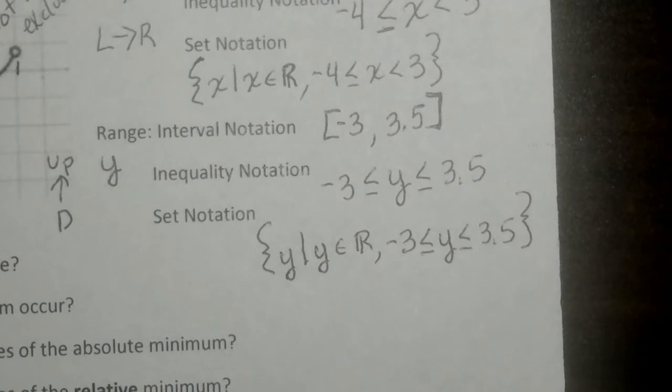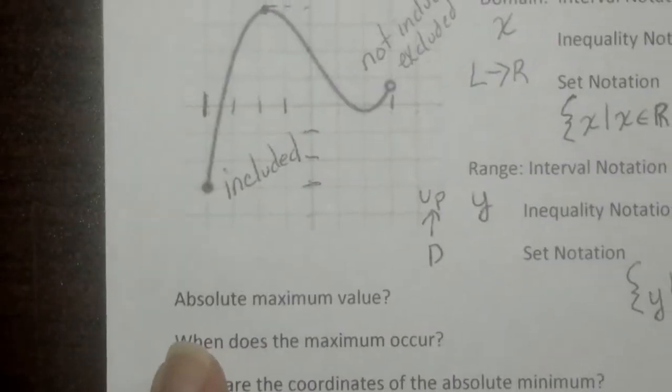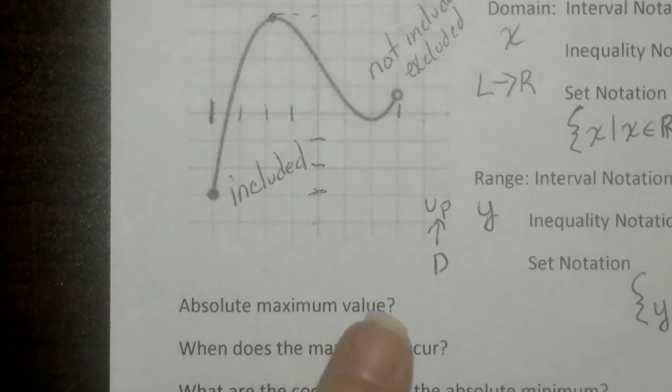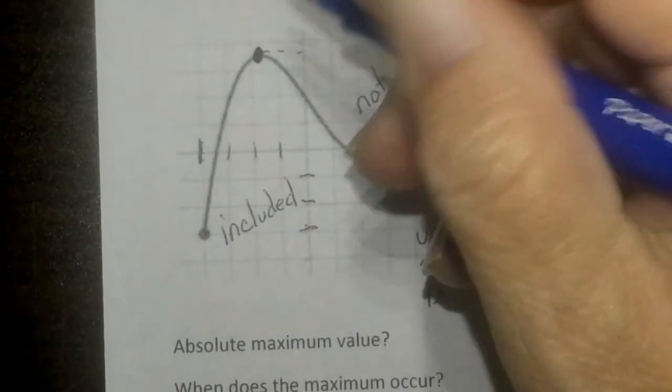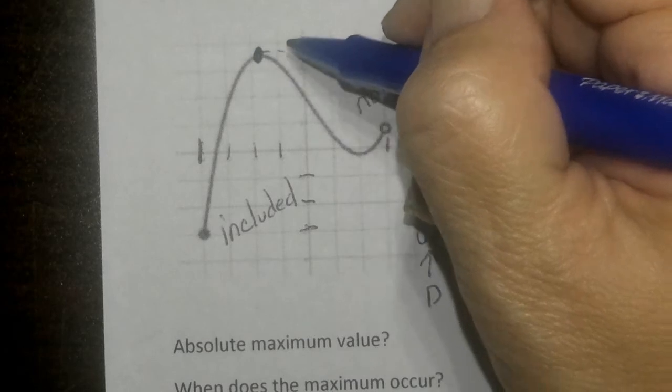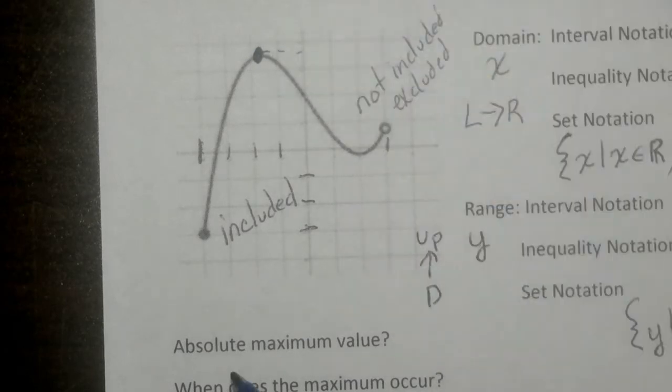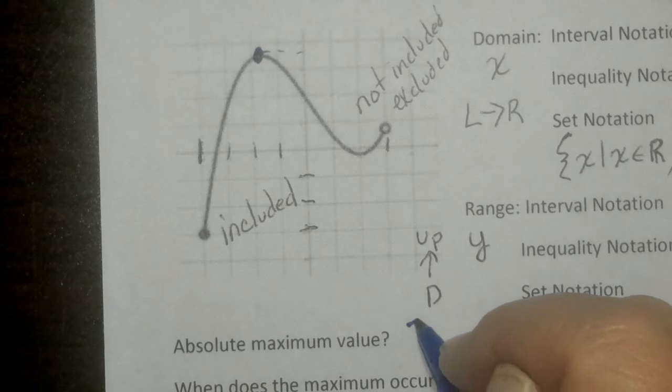So the other key feature we want to talk about with this graph is maximums and minimums. We want to distinguish between absolute max and min and relative max and min. So the absolute, that's the max or min of the whole entire graph. So when this question here asks me for the absolute maximum value, that's asking me for the highest point on the graph. It's going to be this point right here. And the value means the output, so it's the Y answer. So my absolute maximum value is 3.5.